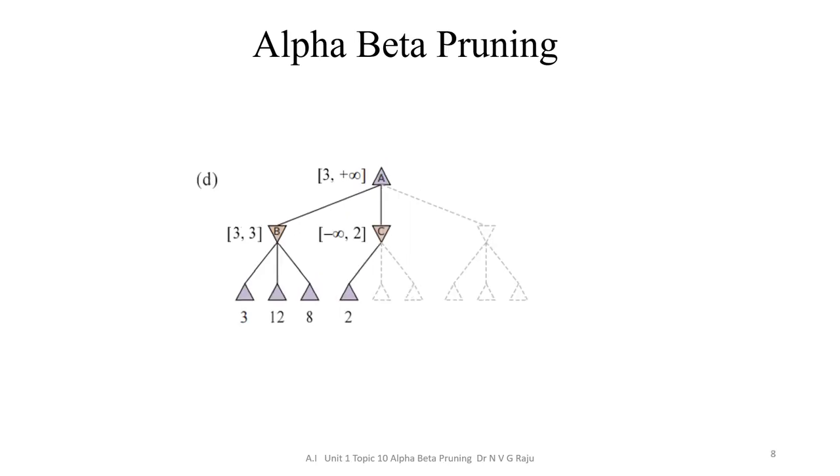The first leaf below C has the value 2, hence C, which is a min node, has a value of at most 2, but we know that B is worth 3, so Max would never choose C. Therefore, there is no point of looking at other successor states of C. This is an example of alpha beta pruning.